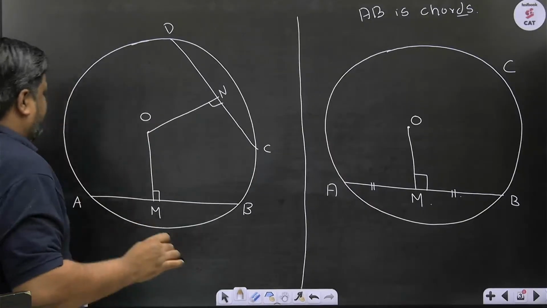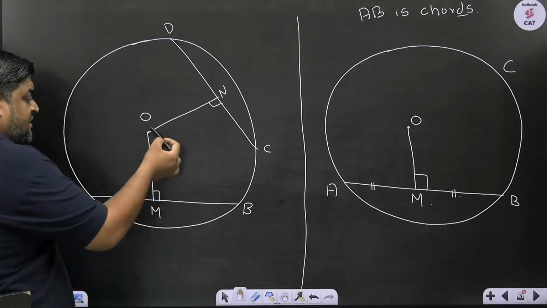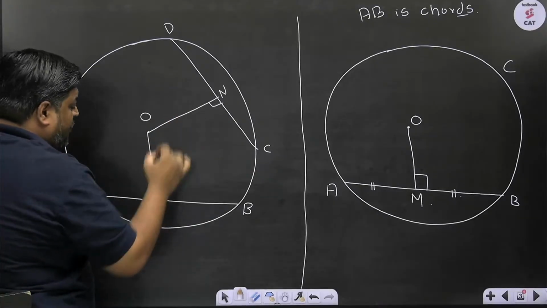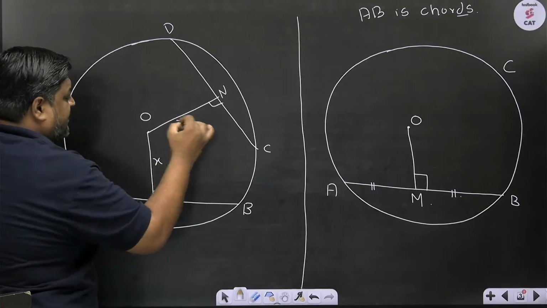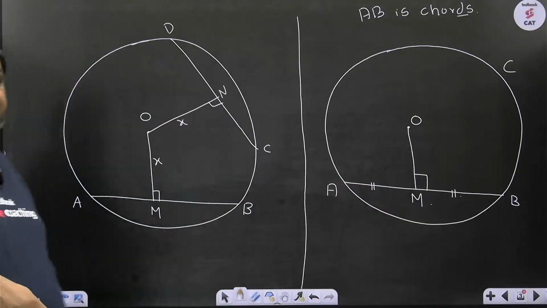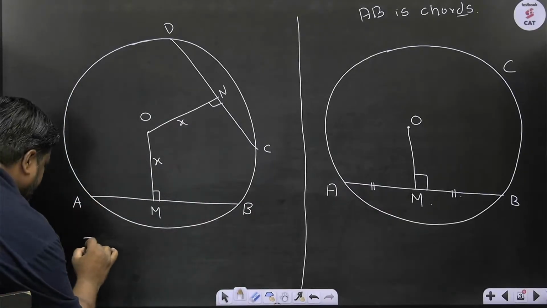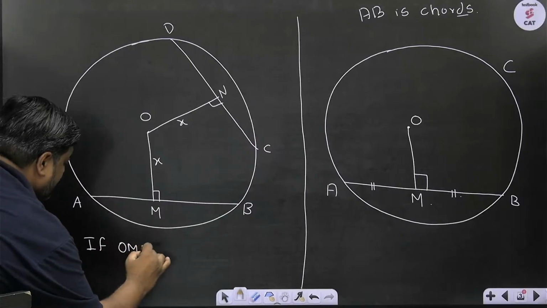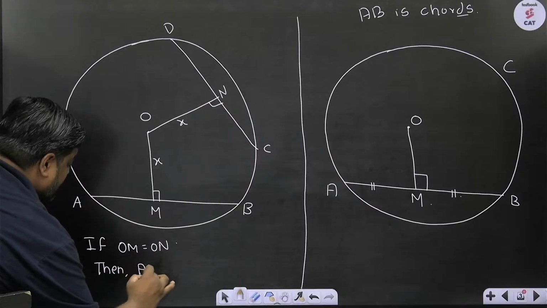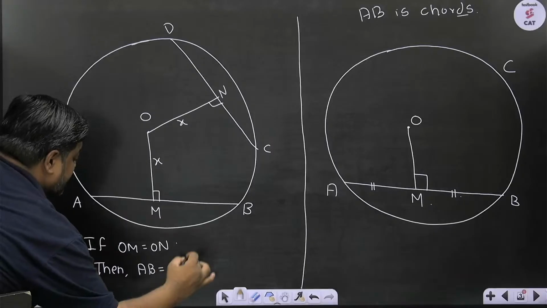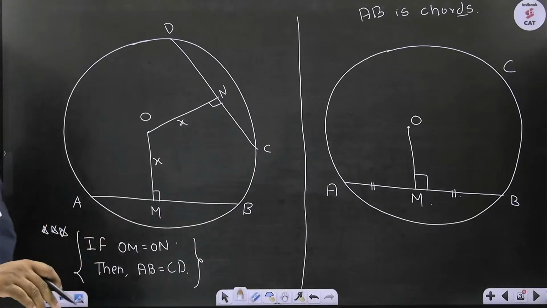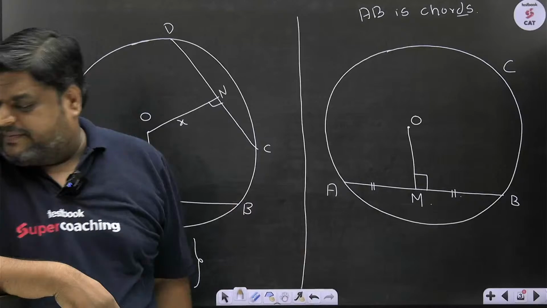Now, if the distance from center to two different chords is the same, if OM is equal to ON, then the lengths of the chords must be the same. That is, the length of chord AB must be equal to CD. Very important.